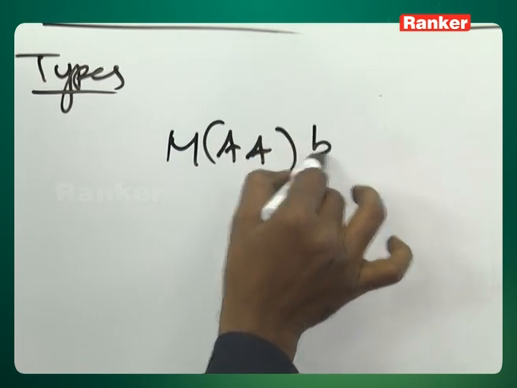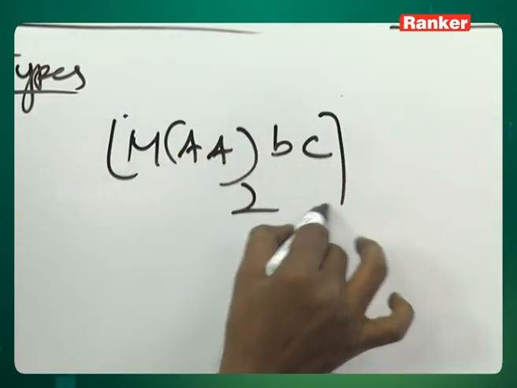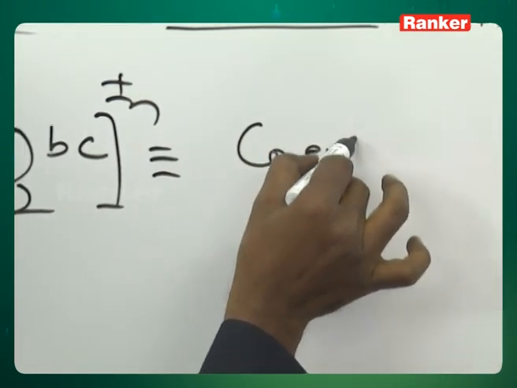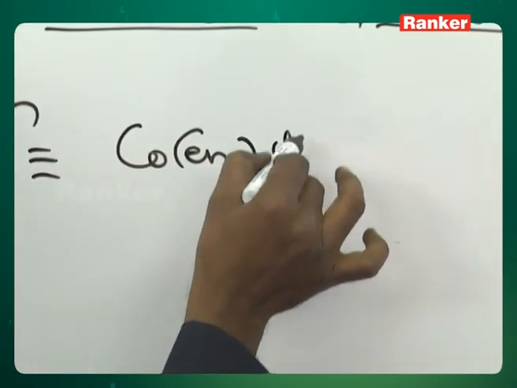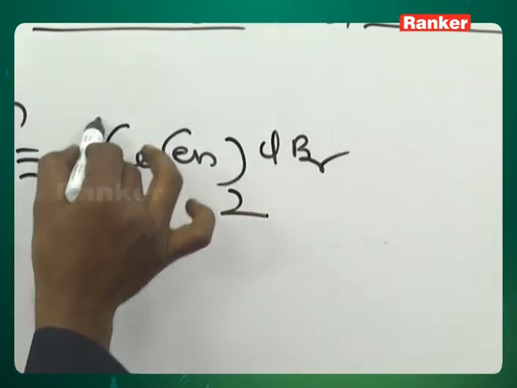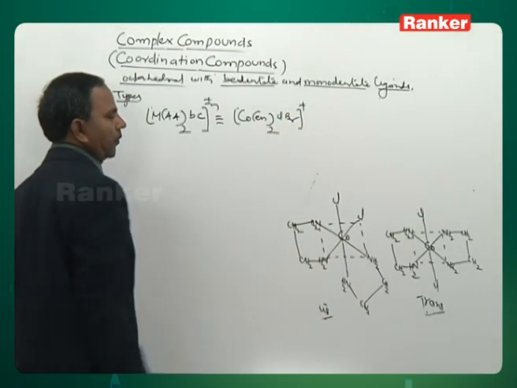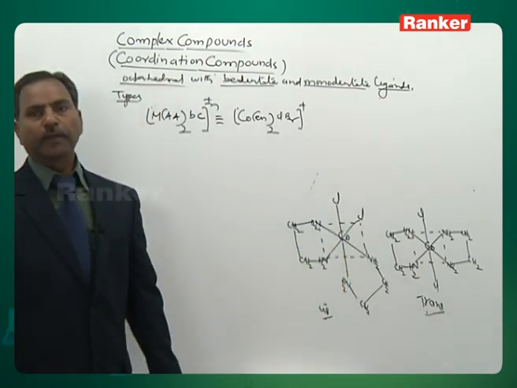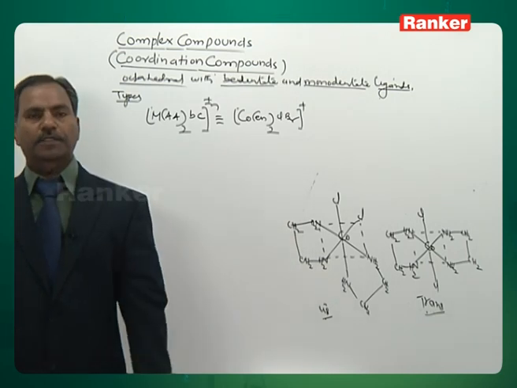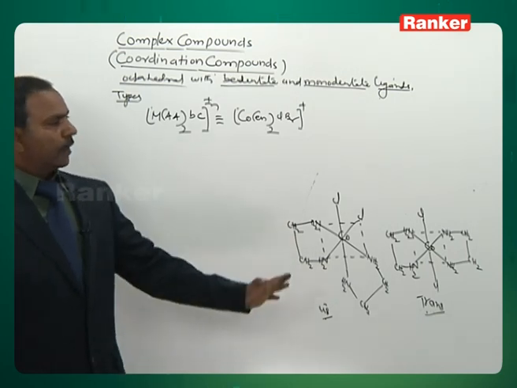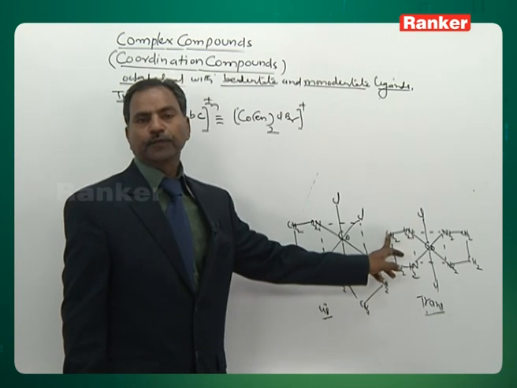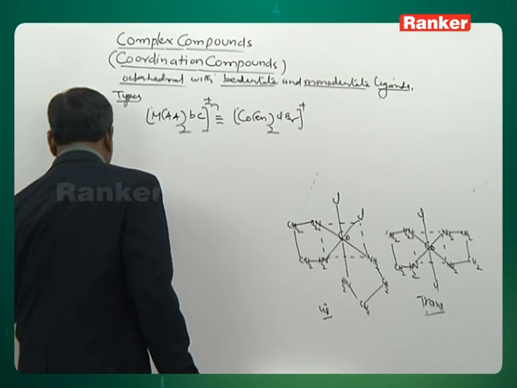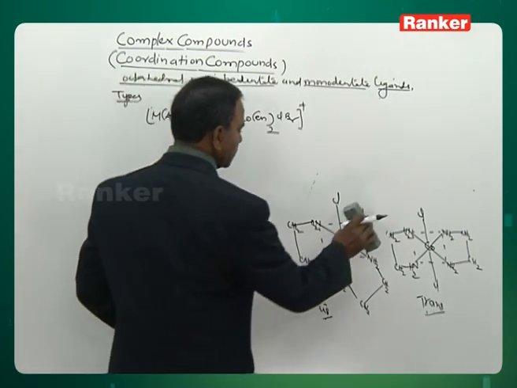MA2B2C taken twice BC. Say an example for this: Co(en)2, take Cl and Br. At the place of Cl, same complexes, same geometry. I am not changing the total geometry of the complex. In the place of Cl, keep one Br, ClBr and ClBr. We can make it now geometric isomers.